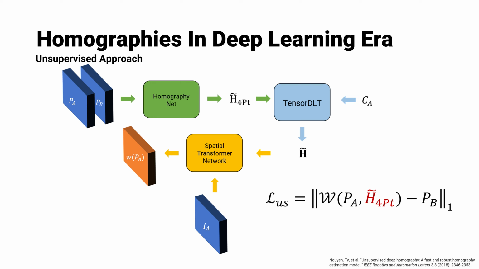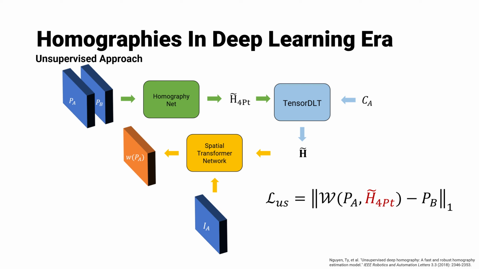And to warp it in a differentiable manner, we use something called a spatial transformer network, and this essentially gives us what we need. The tensor DLT, which you see in blue here, essentially converts your 4-point homography into a full homography matrix in a differentiable manner.